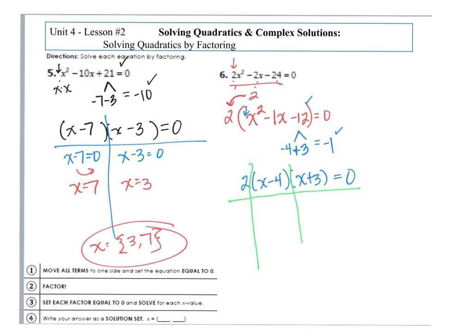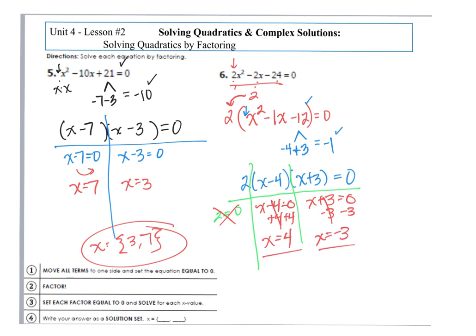We set each of our factors equal to 0. So if I set 2 equal to 0, notice there's no x left to solve for. If there was an x that we had factored out, that would give us another solution. But right now, that does nothing. That does not give us an answer, again, because there is no x to solve for. If I have x minus 4 equals 0, I would add 4 to both sides, and we get x equals positive 4. We set x plus 3 equal to 0. We subtract 3 from both sides, and we get x equals negative 3.